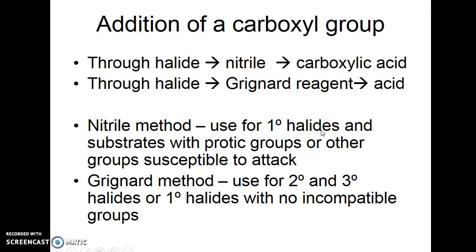And if you had something that would be protic that would react with a Grignard, you'd want to go the nitrile method. The Grignard reagent is going to be really good for secondary and tertiary halides because a tertiary halide isn't going to undergo an SN2. Secondary is kind of slow with the SN2, and you might have some reactions happen that you wouldn't want. So the Grignard reagent works really well for that. But you have to make sure there's no protic groups that would react with the Grignard.